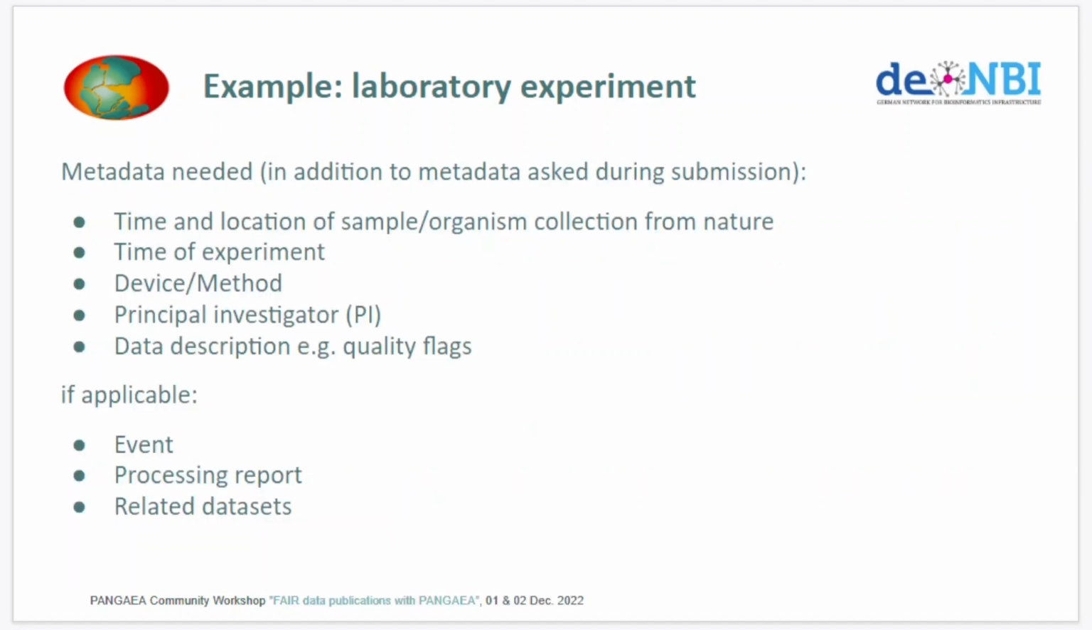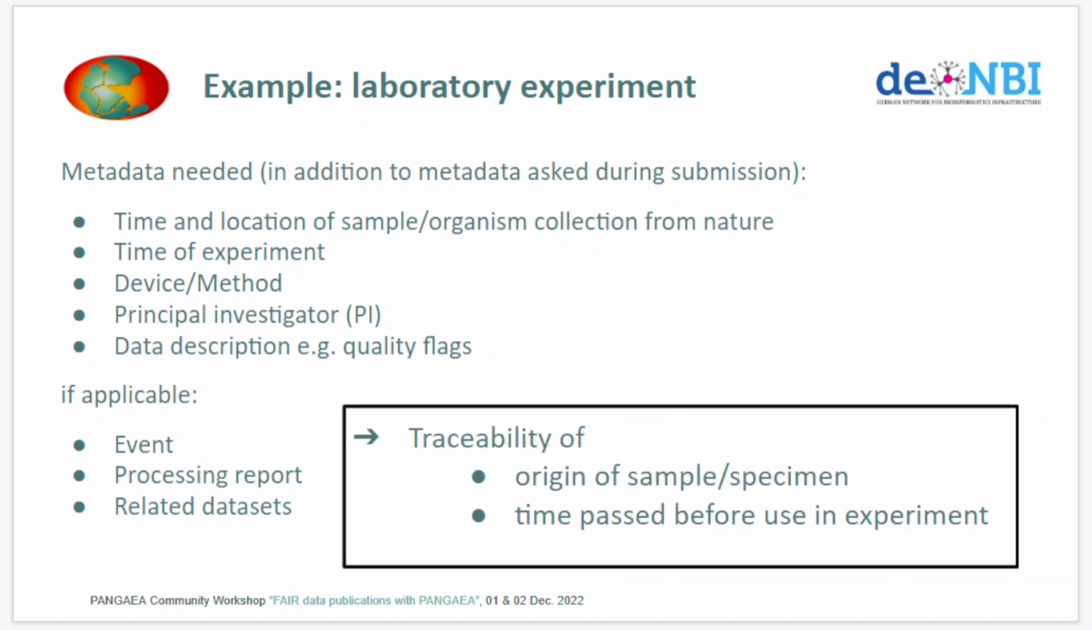So the metadata needed for a laboratory experiment is the time and location of the sample or the organism collection from nature, plus the time of the experiment, device and method information, principal investigator, data description, and if applicable, an event, additional reports, or relations to other datasets. And this is to ensure the traceability of the origin of the sample and the time passed before use in experiment.